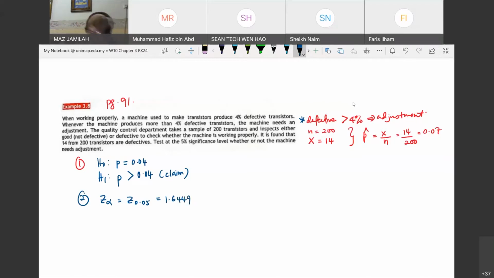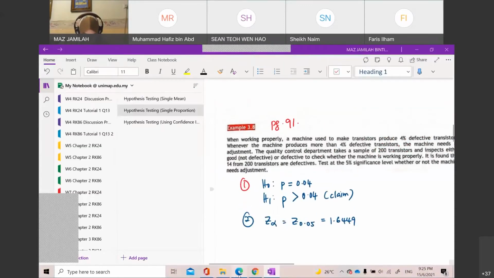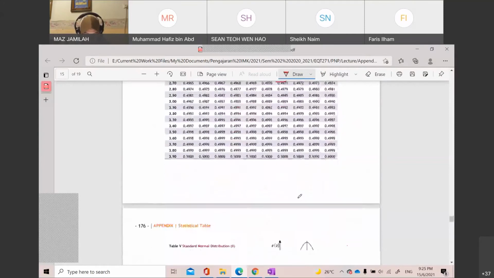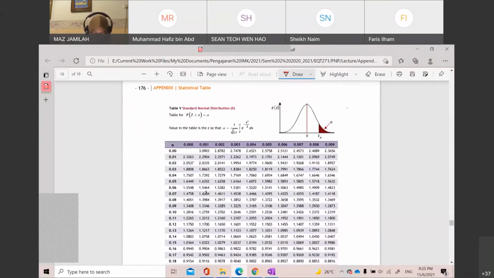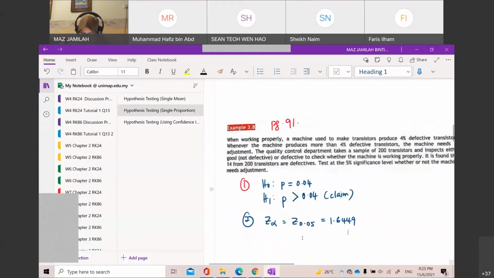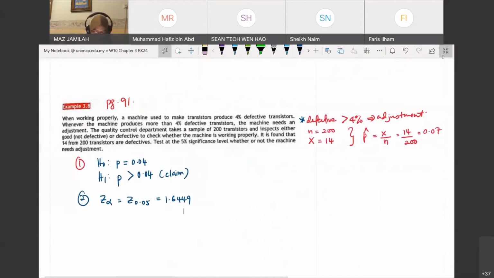Is it correct? Even though I refer to the same exact table, I always forget. 0.05 is 1.6449. So I know then this is my critical value.